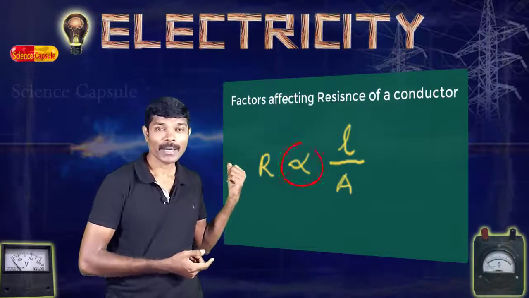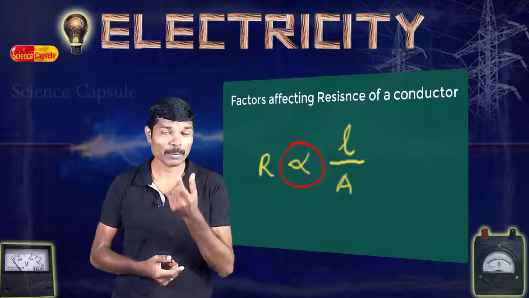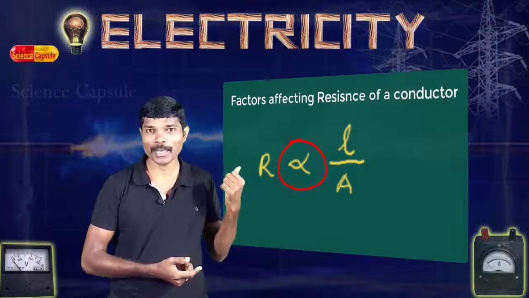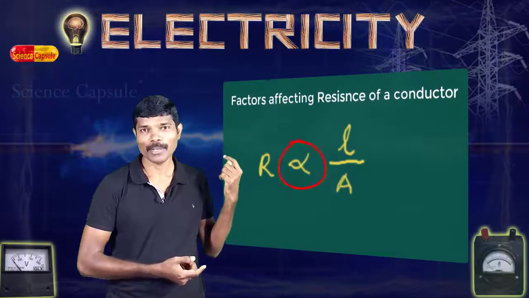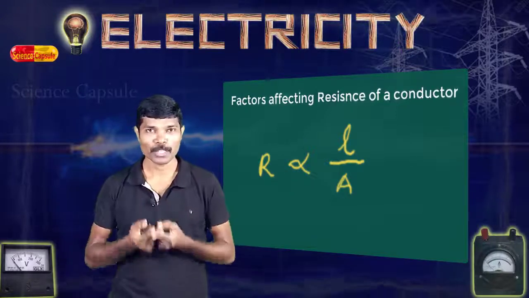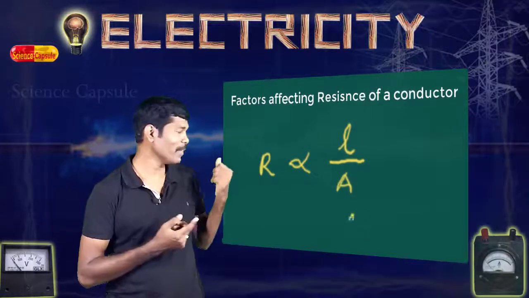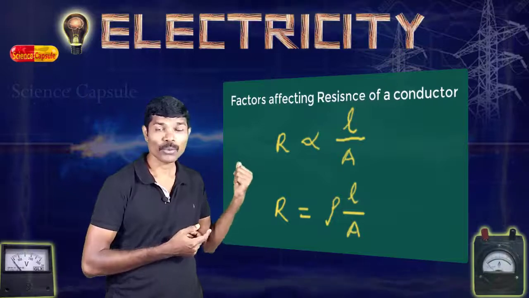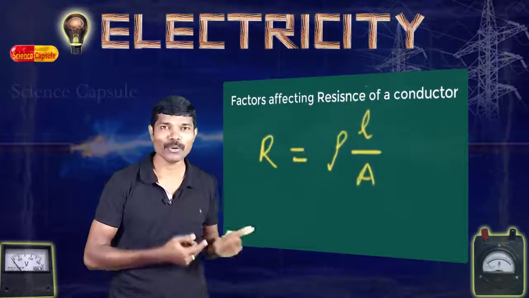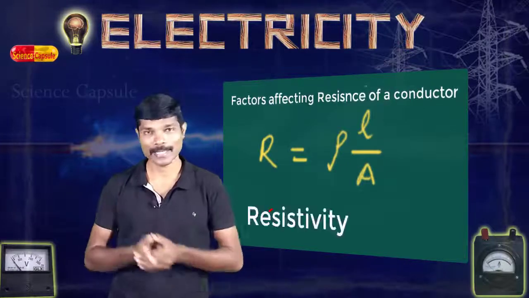Here between R and L by A there is a proportionality, which indicates that R is not equal to L by A. In order to make them equal, the proportionality needs to be replaced with some constant. So upon replacing it, we will get R is equal to rho L by A. It is not P, it is the symbol of rho. Here rho is the resistivity.